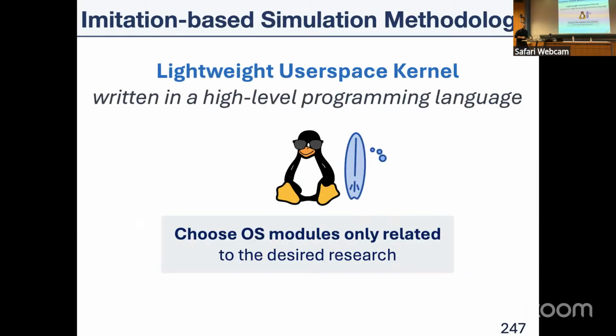What's the key idea? We're using a lightweight user space kernel written in a high-level programming language, and we choose the OS modules only related to the desired research. So basically, we're trying to make a mini Linux, let's call it this way, that tries to imitate the full-blown operating system. How do we do that?